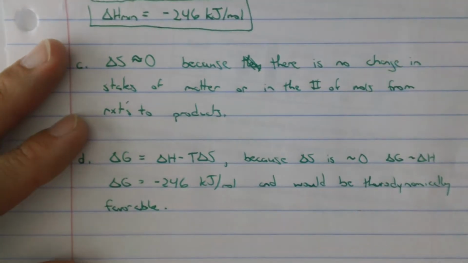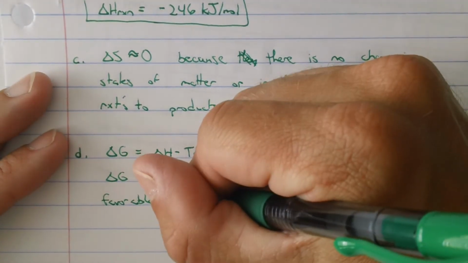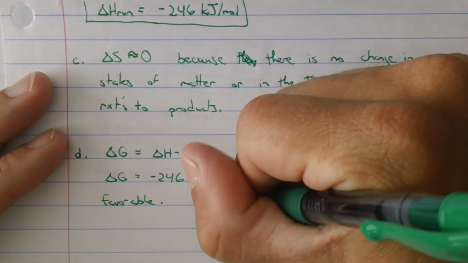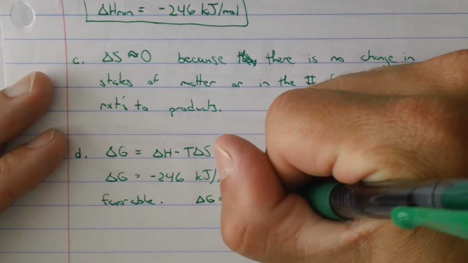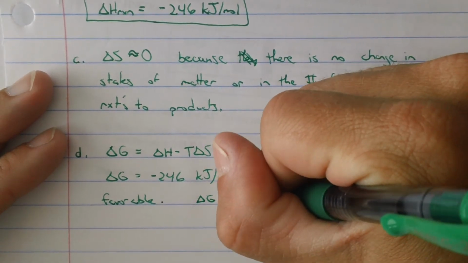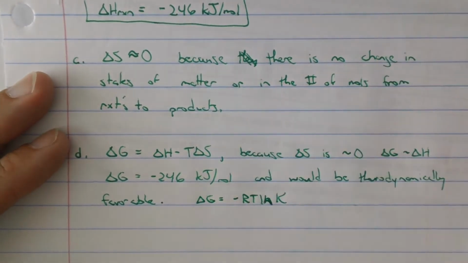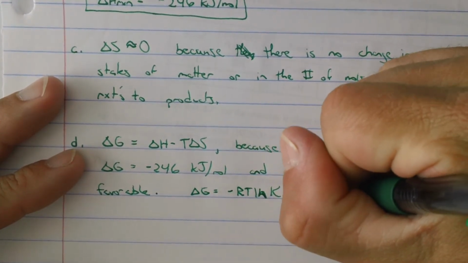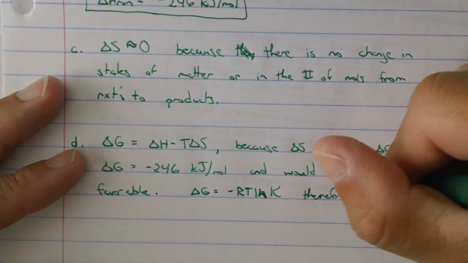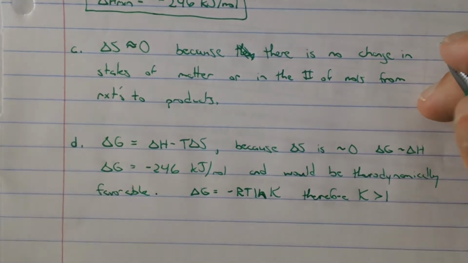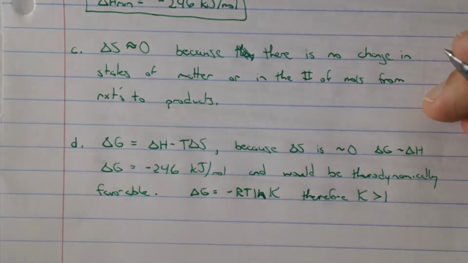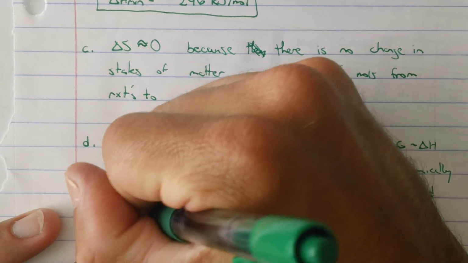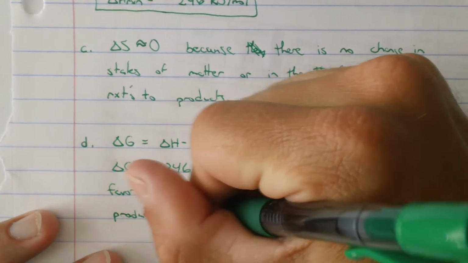And then I'm going to come back and address the K value. Delta G equals negative RT natural log of K. Therefore, K is greater than 1, and products are favored.